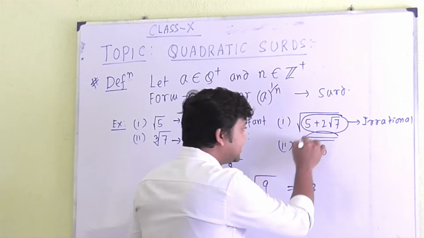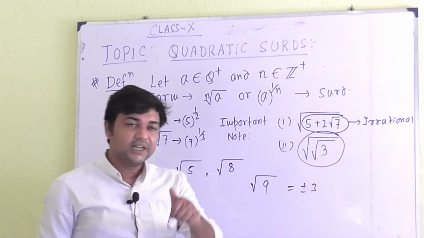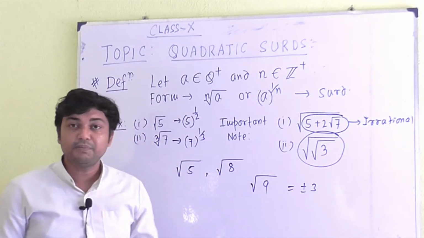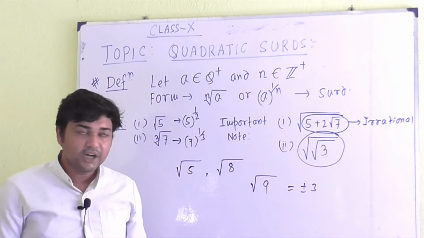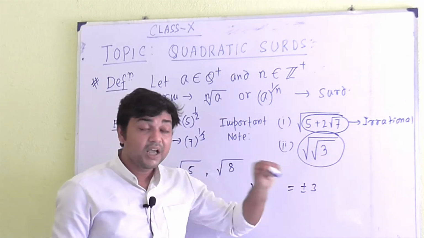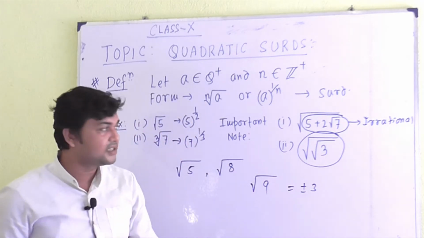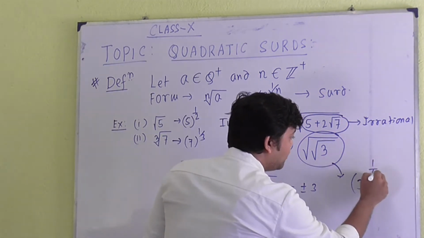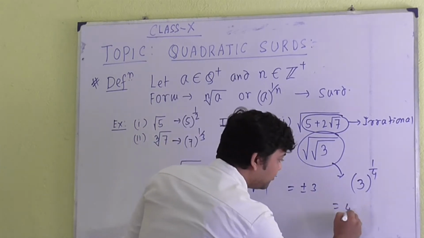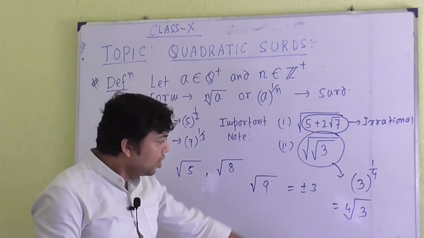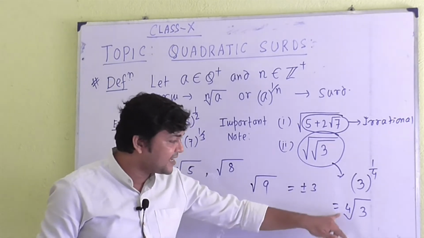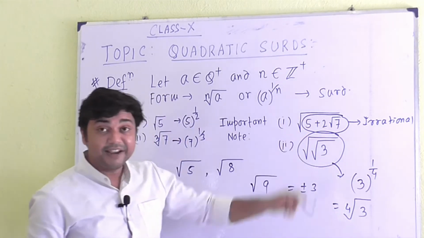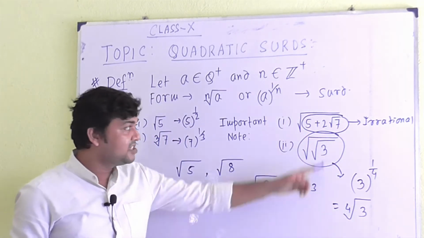Now look at this number. It is very interesting to note: root over root 3. Now student, you can ask me a question: sir, inside the square root you have written root 3, but root 3 is an irrational number. Do you think it is a surd? Actually it is a surd, because this can be written as 3 to the power 1 by 4, that is, the 4th root of 3. So inside the nth root, in fact the 4th root, we find a rational number 3. That's why we can claim that this is a surd, but the earlier one is not a surd.